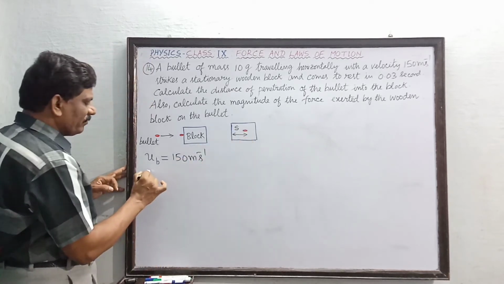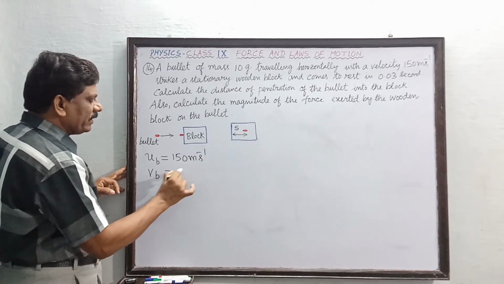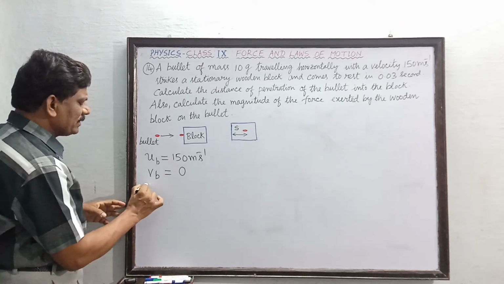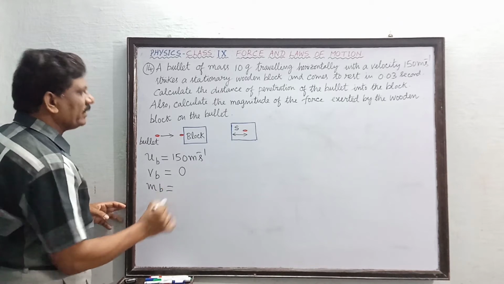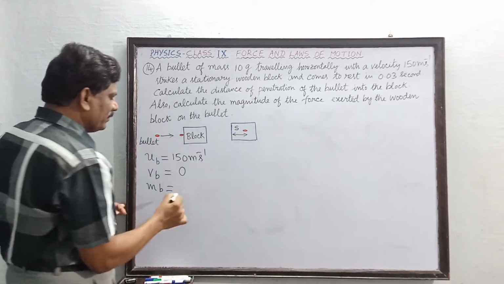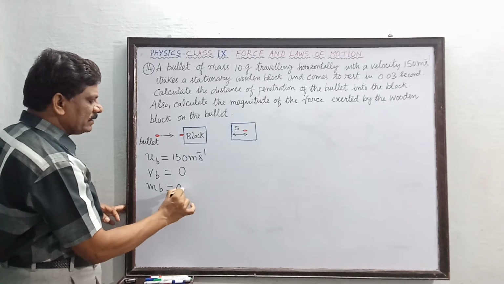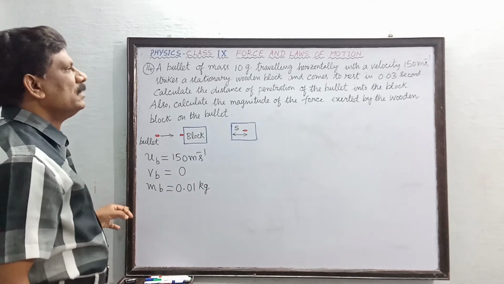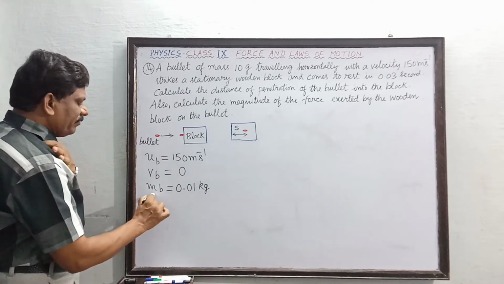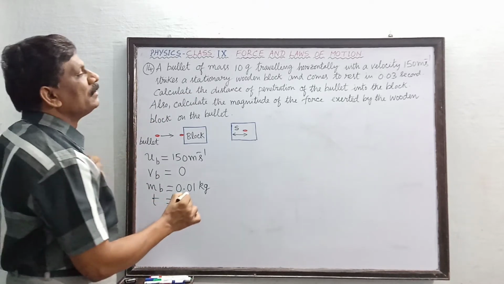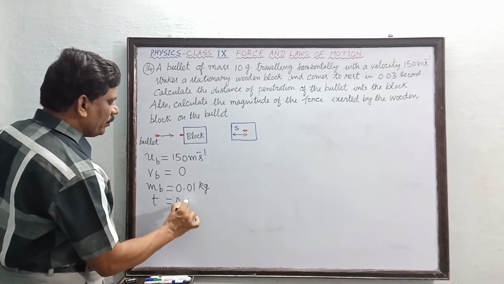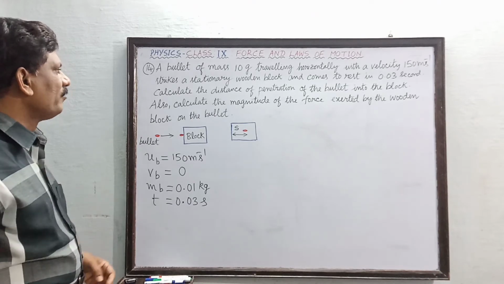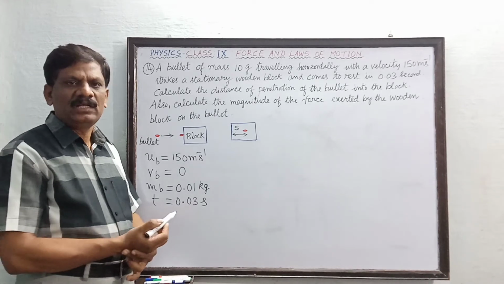So the final velocity of the bullet is equal to 0 because it comes to rest. The mass of the bullet is 10 gram, which is converted into kilogram as 0.01 kg. Now the time of travel is given, so this is equal to 0.03 second. First we will have to find the acceleration of the bullet.